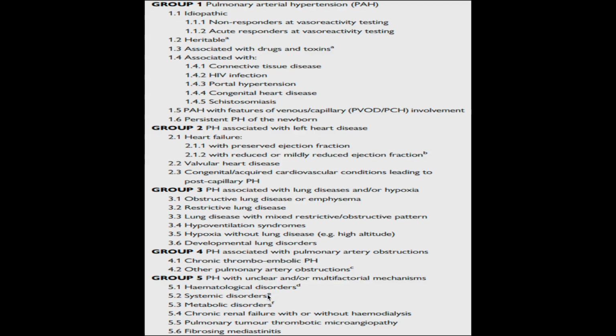So you have hematological disorders, you have systemic diseases like sarcoid, metabolic disorders like glycogen storage disorders, chronic kidney disease, tumor-related microangiopathy, fibrosing mediastinitis, and all these types of things. Once we know the measurements and classification, next we go into the epidemiology.